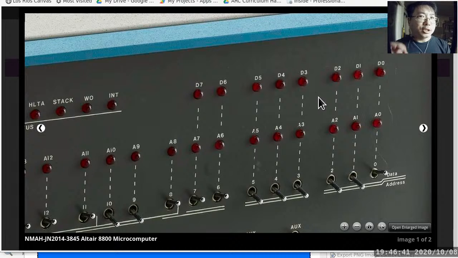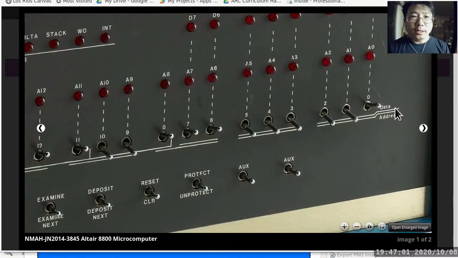That is how it can show the content of memory, one byte at a time. Okay? So now the question is, that's just how we know what is inside the computer. How do we program the computer? All right, so let's take a look at this little toggle switch here.